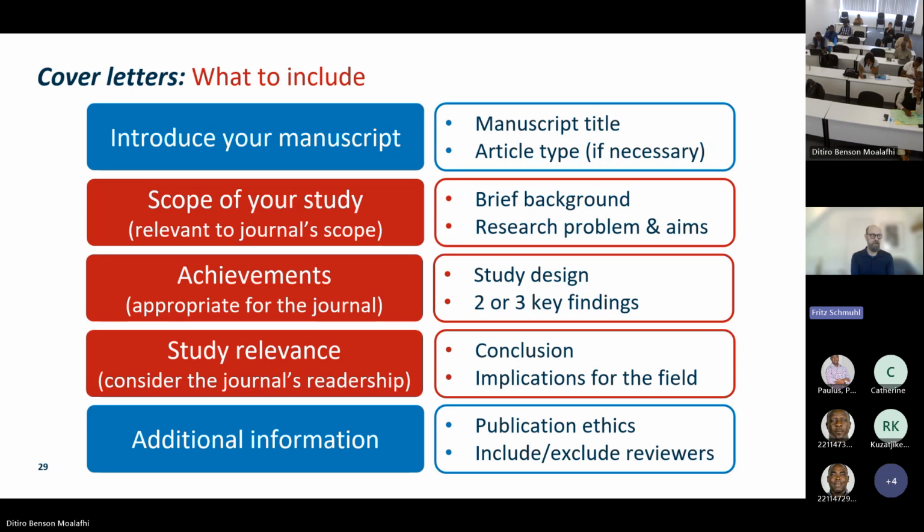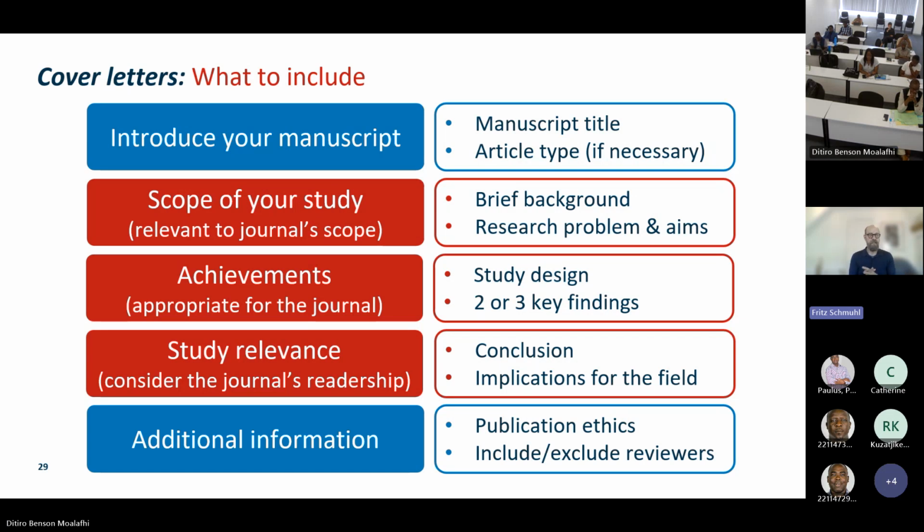You move on to the study relevance, where again, as in the second part, scope of study, where you made the connection to the journal scope, here you again link back to that, and importantly also to the readership of the journal, where you present the conclusions and, very importantly, implications for the field. What is the applicability of your research? Does it help to fix a real-world problem that the editor might find very fascinating? Is there maybe a part that is very important to open new avenues for research that you contribute to?